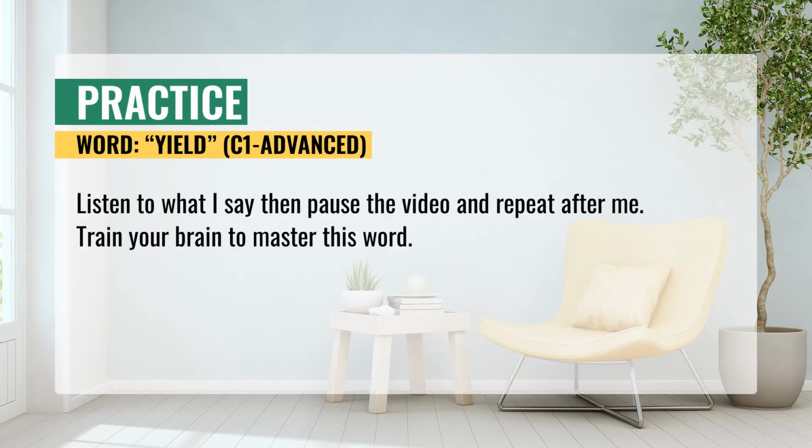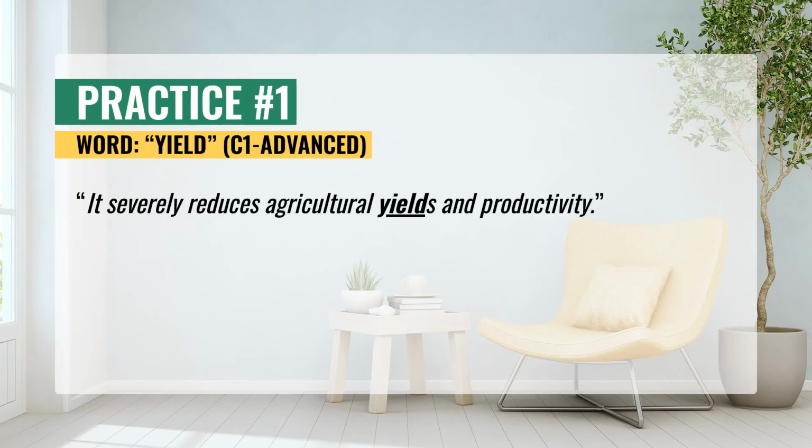Practice. Listen to what I say, then pause the video and repeat after me. Train your brain to master this word. Let's begin. The first practice. It severely reduces agricultural yields and productivity. Now, repeat after me. It severely reduces agricultural yields and productivity.